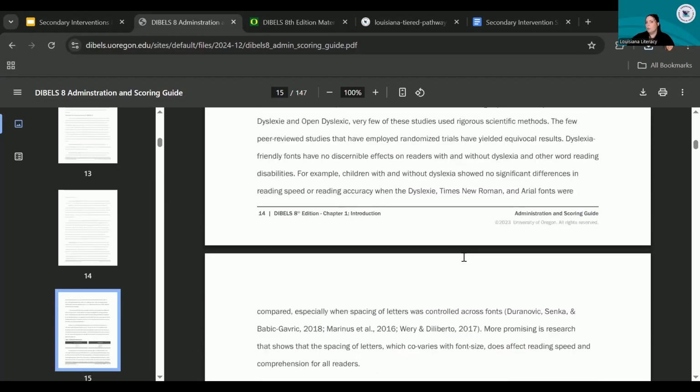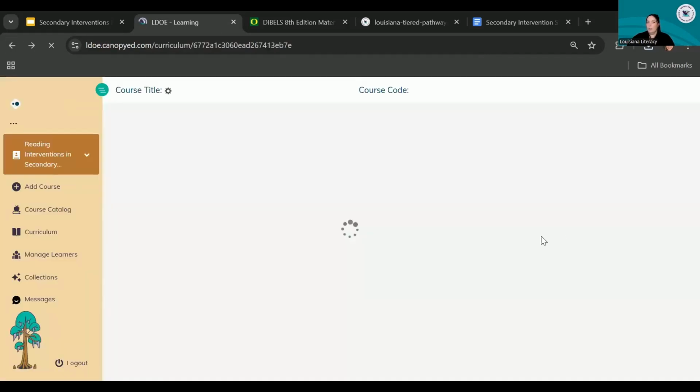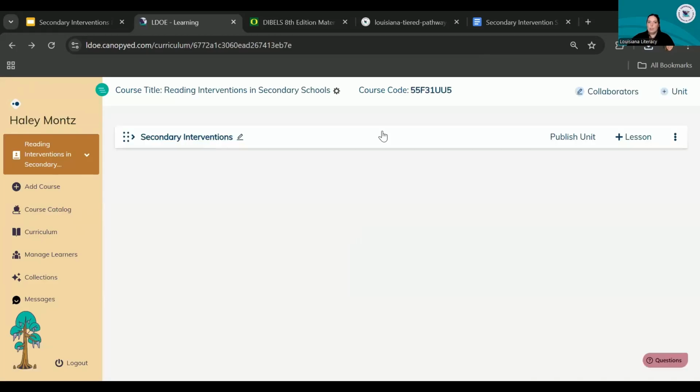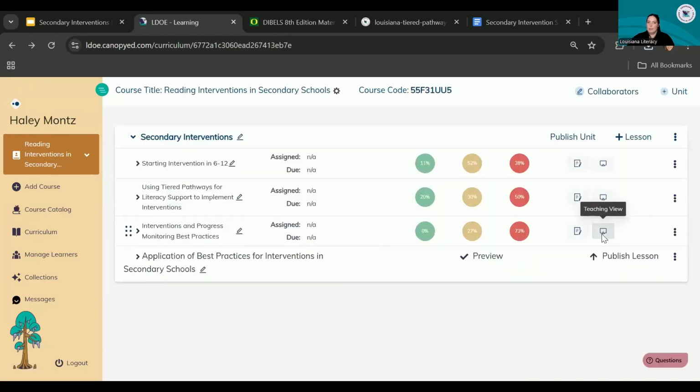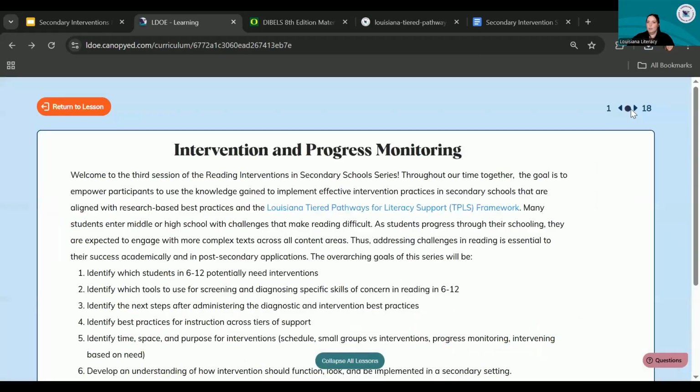So I just wanted to make sure you were aware of this if you are a district that is not already using a program that has progress monitoring materials in it for you, which kicked me out of my thing, but that's okay. I can get right back into it. There we go.